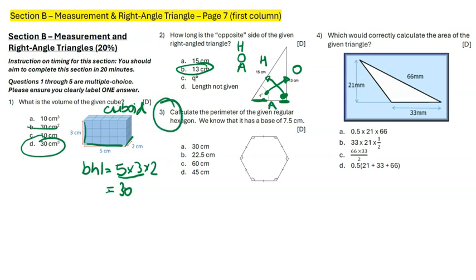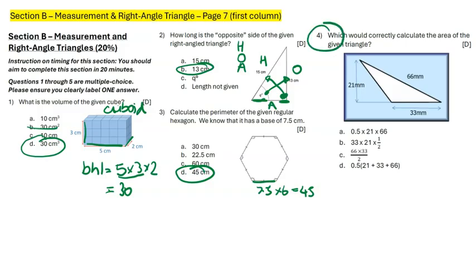So moving on to question number 3, we've got calculate the perimeter of a regular hexagon. So regular tells us all of the sides are the same. Hexagon specifically tells you there's 6, and that matches the shape we've got here. We know that the base of the shape is 7.5 centimeters. So to find the total perimeter, all we've got to do is times that by 6, and when you do that, you get 45 centimeters. So that there is option D.